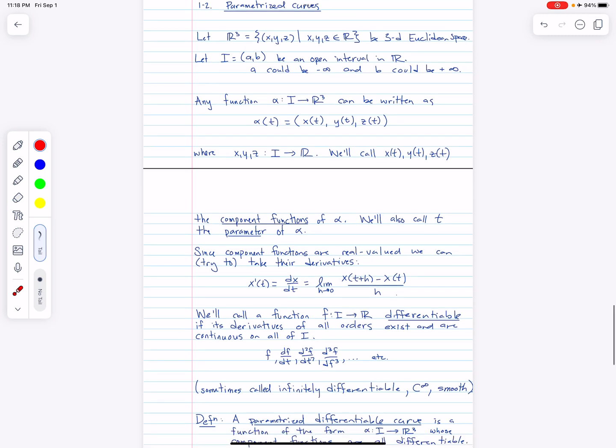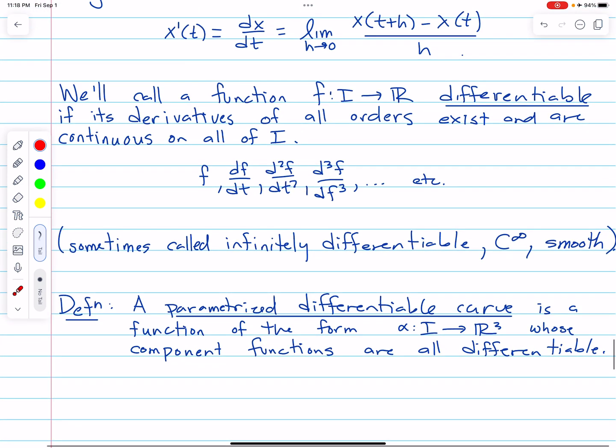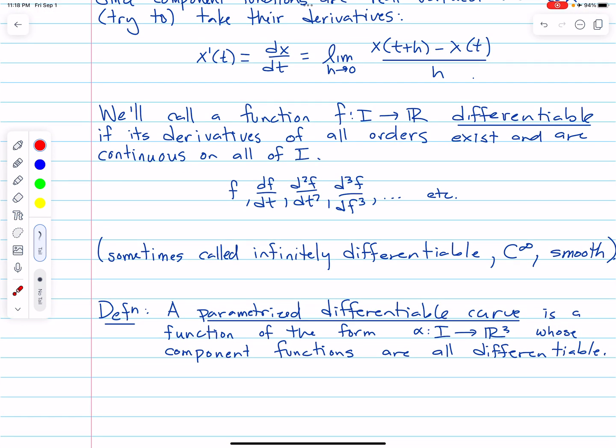Now, the fact that we're mapping into R3, you could just as easily be mapping into R2 or into R7 or whatever, and I would still call that a parametrized differentiable curve. However, in the book, we mostly focus on R3, although they do give some examples of curves into R2. All the definitions work, so there's nothing to be worried about. We're just stating this definition in terms of R3, but it could be in any dimension. We just have more or fewer component functions to check differentiability for.